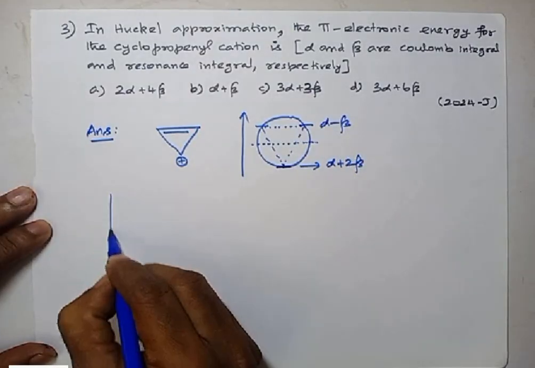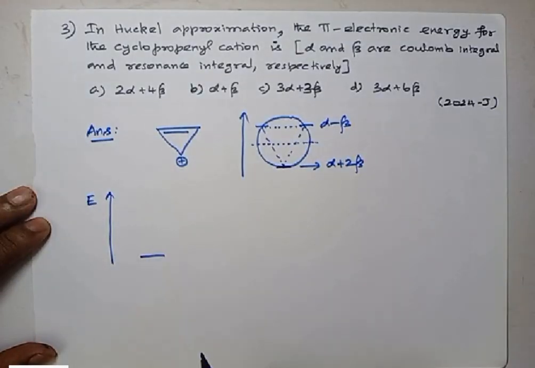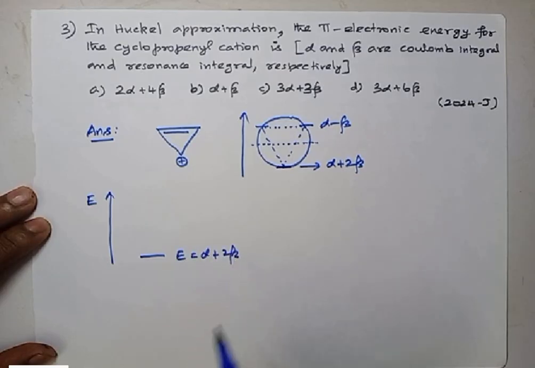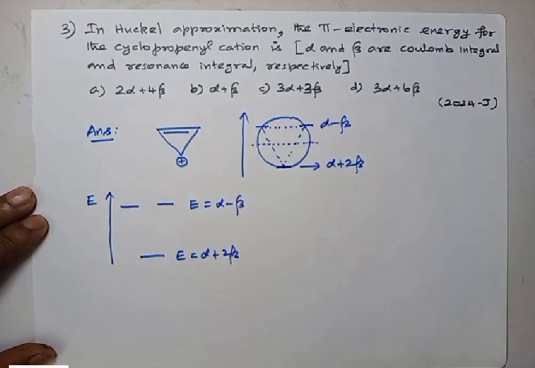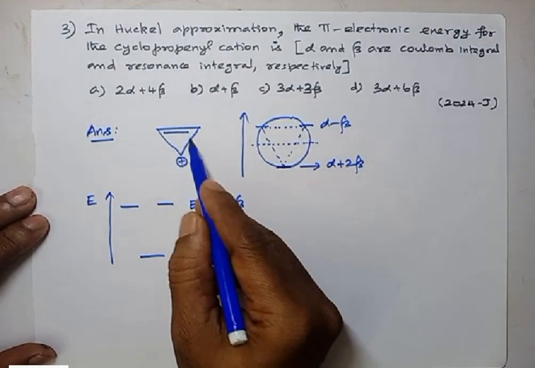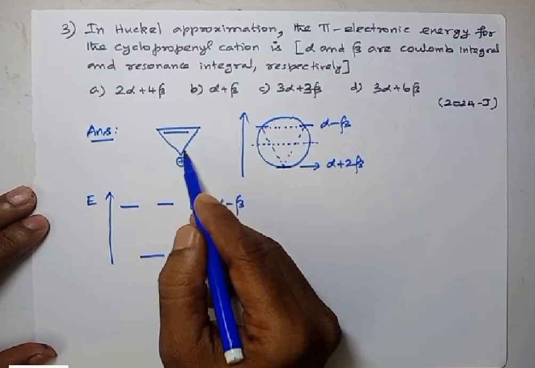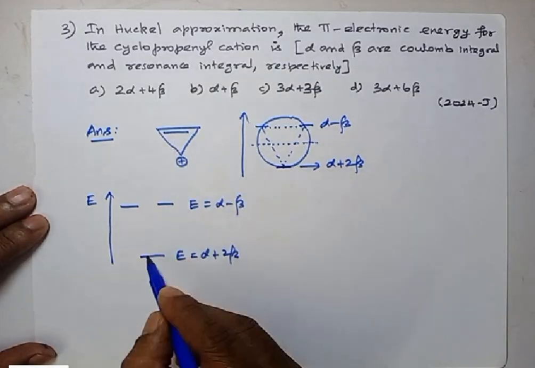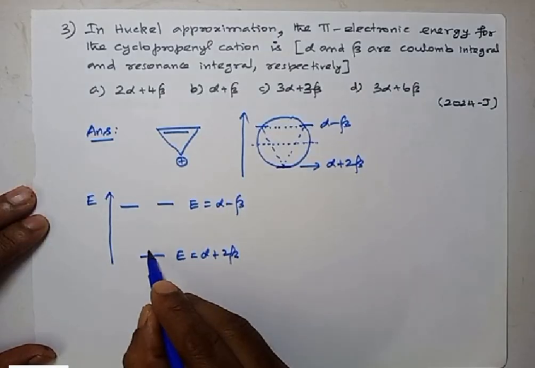Okay, so let me draw in this manner. For the cyclopropenyl cation, we have a molecular orbital of lower energy, whose energy is alpha plus 2 beta, and we have two degenerate orbitals of higher energy, whose energy is alpha minus beta. And you know very well in the cyclopropenyl cation, only these two pi electrons are involved in the delocalization, right? Therefore, in each molecular orbital we can place 2 electrons. So I'll place 2 electrons here.